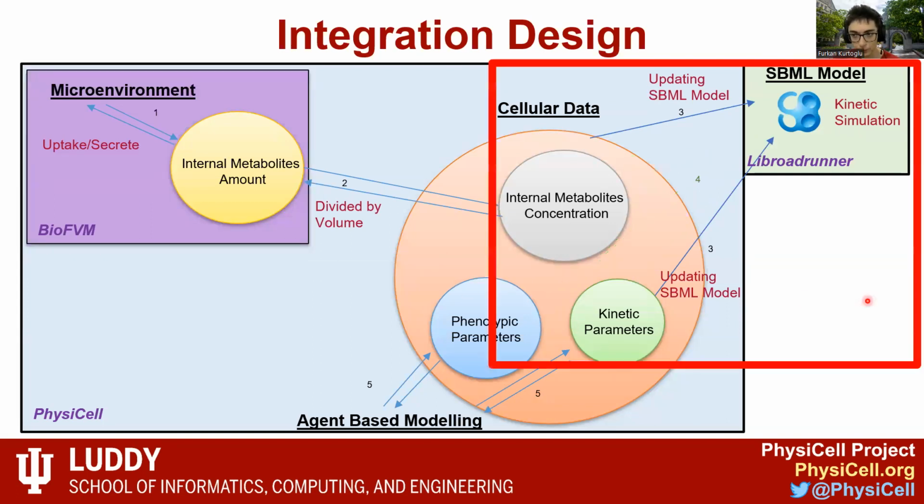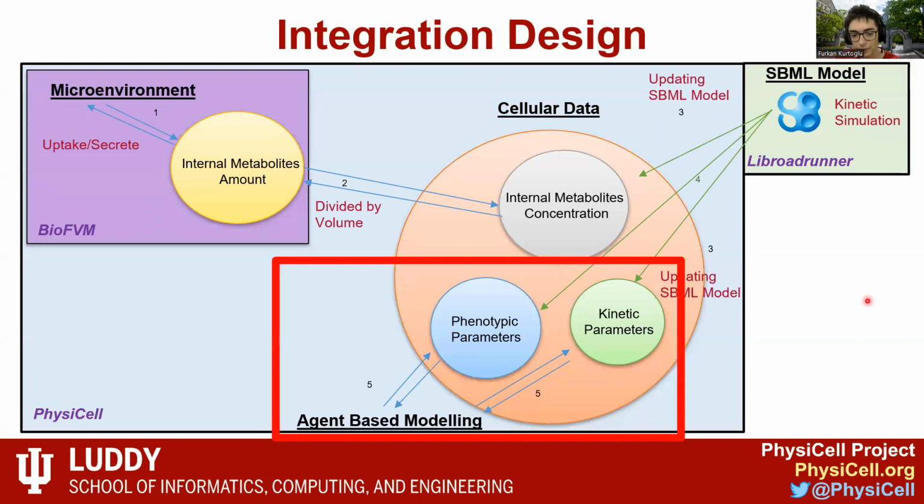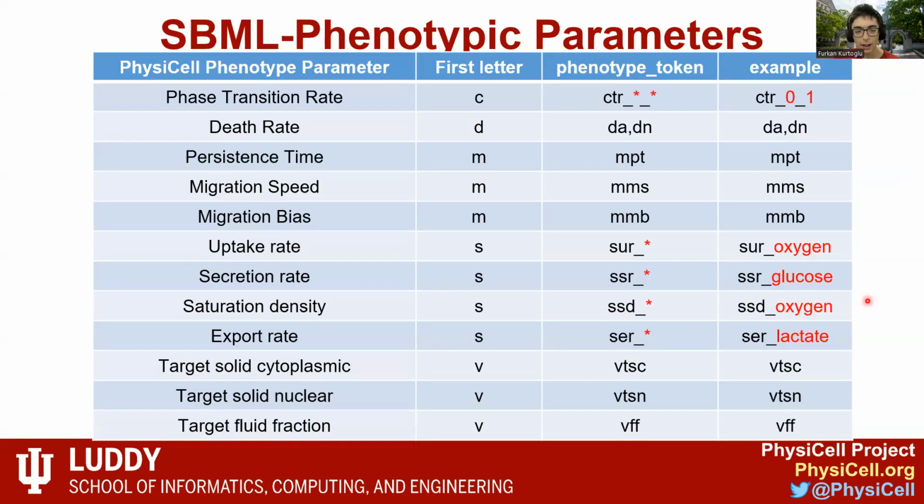The phenotypic parameters are very important for agent-based modeling. As you might remember from yesterday's session, we are using a kind of phenotypic catalog. In the XML configuration file, there is a mapping between the SBML species and the phenotypic parameters or any other PhysiCell-related entities.